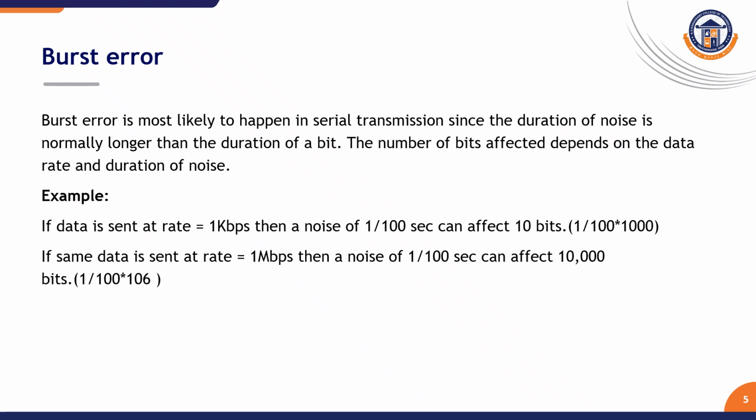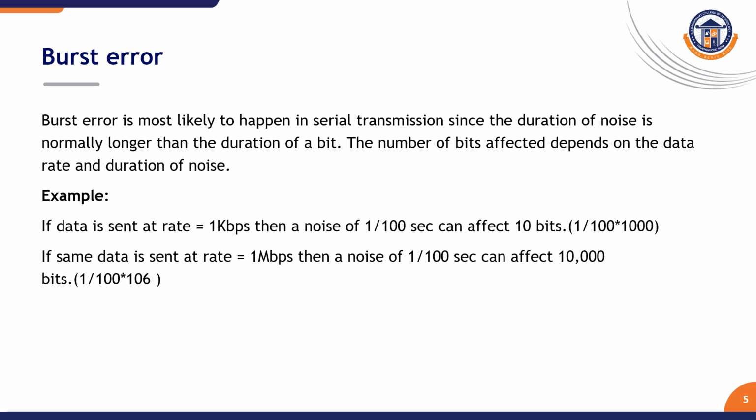So two things decide the errors. The one is the data rate, at which rate I am going to transfer the data from source to destination. The second one is the duration of the noise that occurred during transmission in the medium. So these things decide the effect of errors.